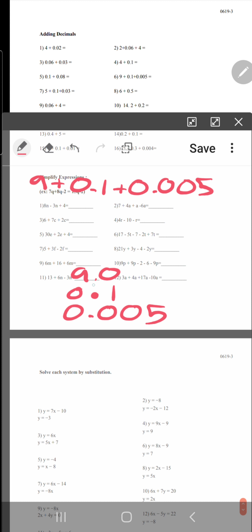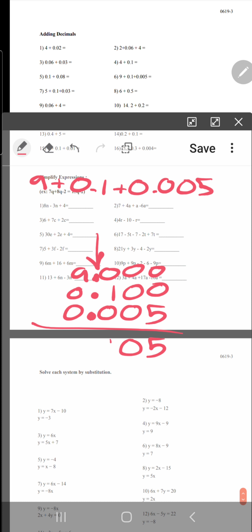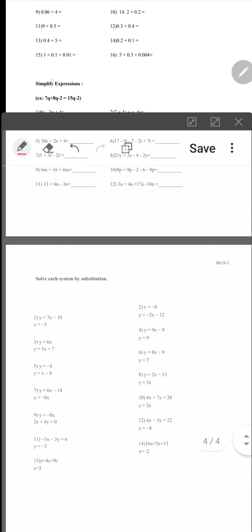Now aligning the decimals, this is what I mean. You want to place the numbers so that all these decimals align on top of each other. Now, to make it easier, you can add as many zeros as you need to, and then all you would have to do is add. So 5, 0, 1, 9. Your answer, 9.105. Now moving on to simplifying expressions.